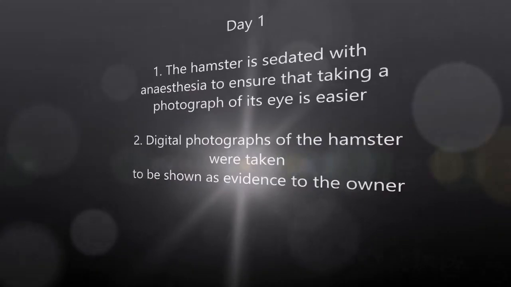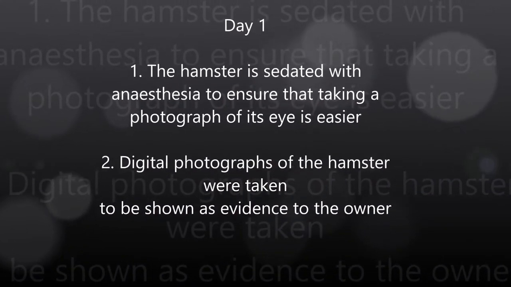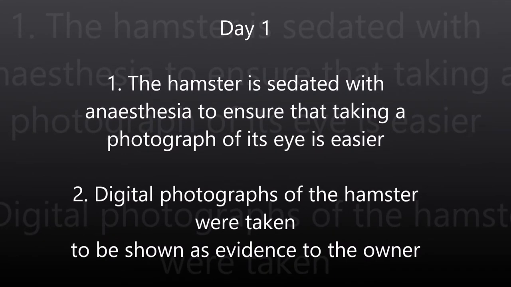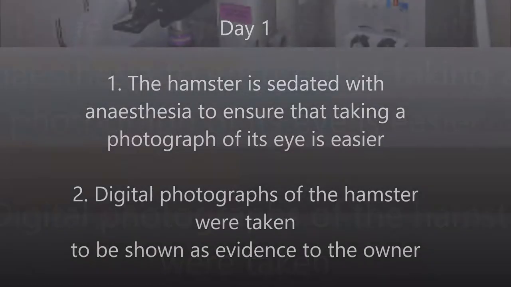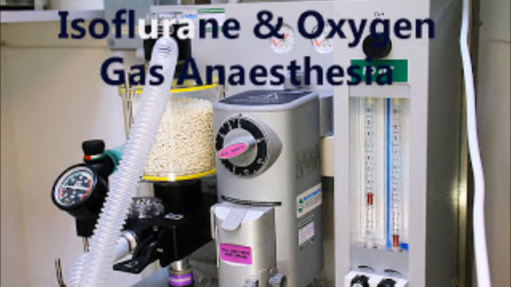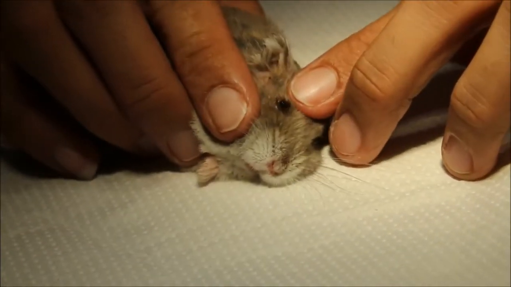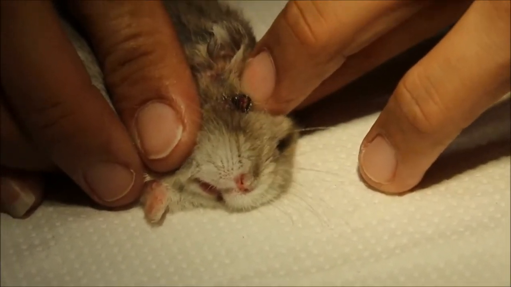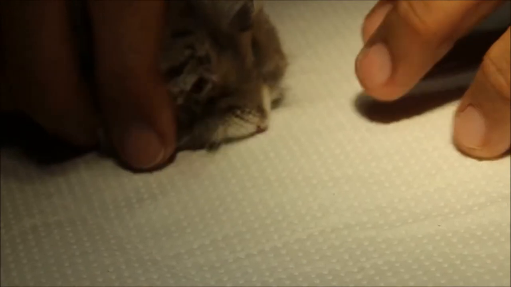Day 1. The hamster is sedated with anesthesia to ensure that taking a photograph of its eye is easier. Digital photographs of the hamster were taken to be shown as evidence to the owner. First, the hamster is sedated with gas anesthesia. After the hamster is sedated, the vet takes a picture of the hamster. Without anesthesia, this will be difficult as the hamster will struggle around and make it hard to get a clear picture.